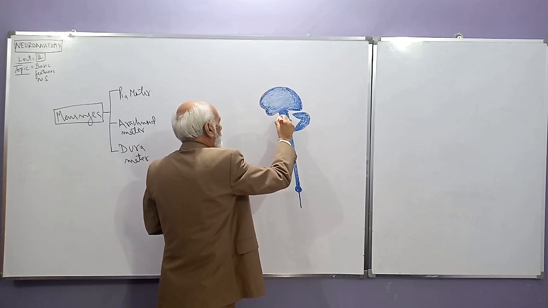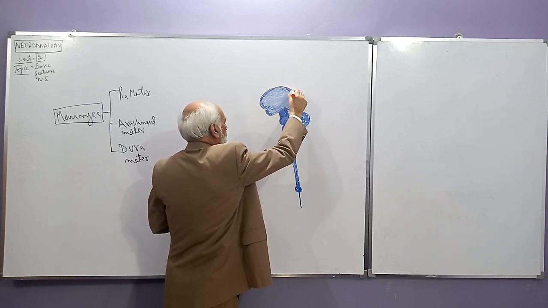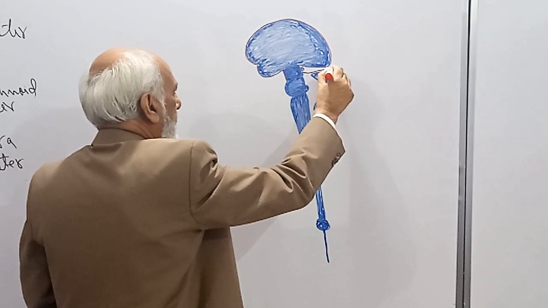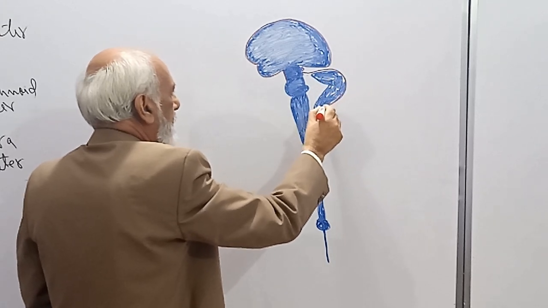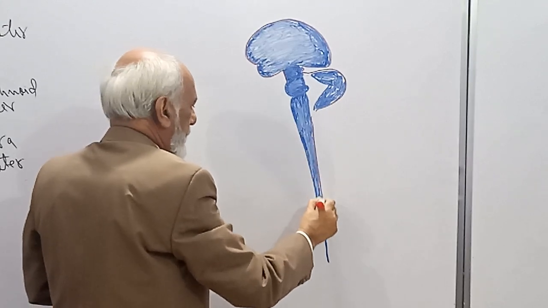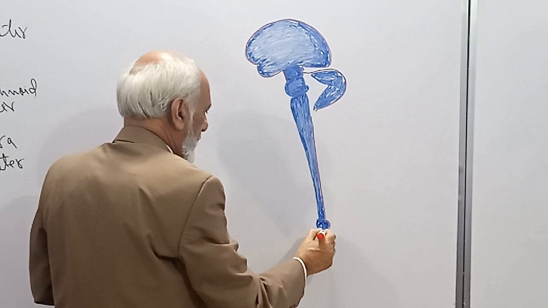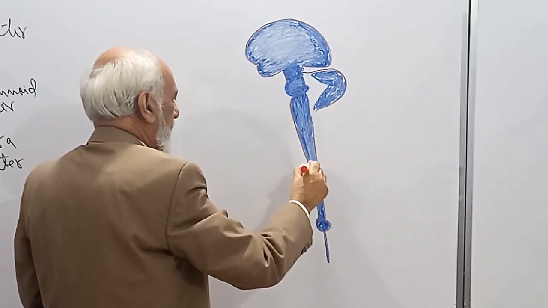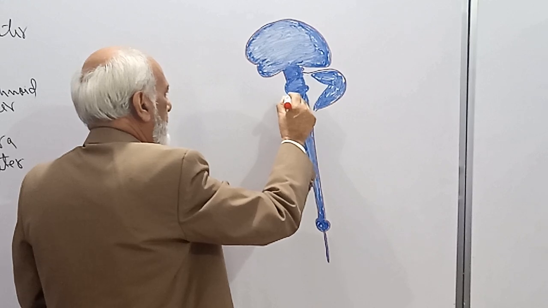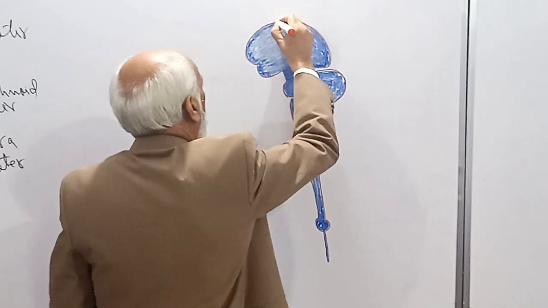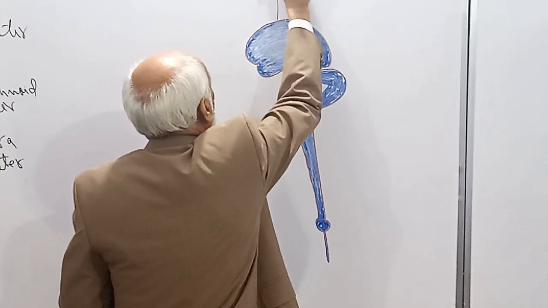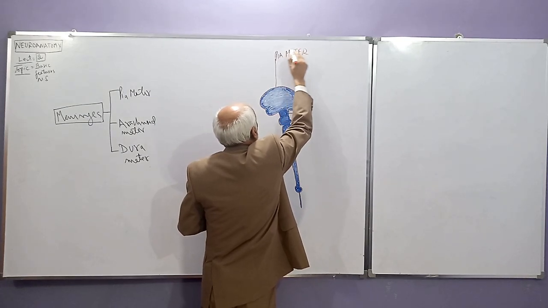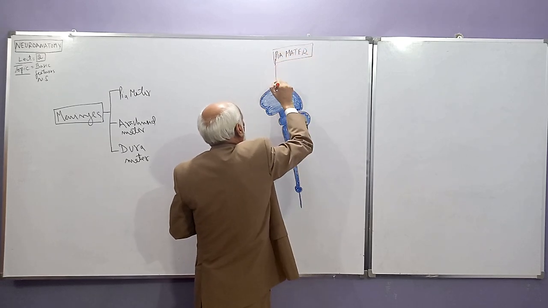It is a vascular connective tissue membrane which is closely applied to the outer surfaces of the brain and spinal cord. As it is closely applied to the surfaces of the brain and spinal cord, it is not easily separated. It is the innermost layer.